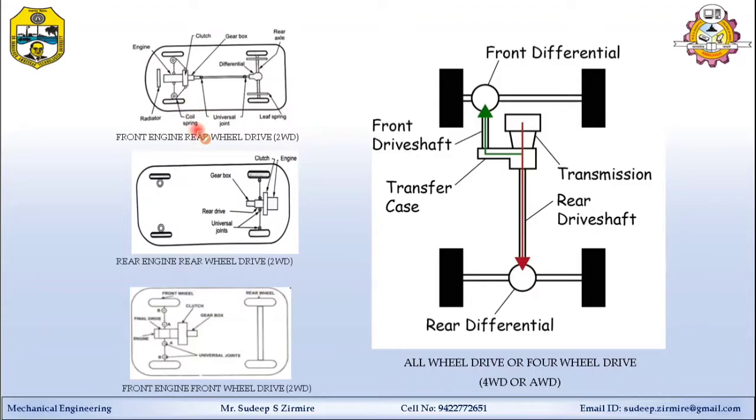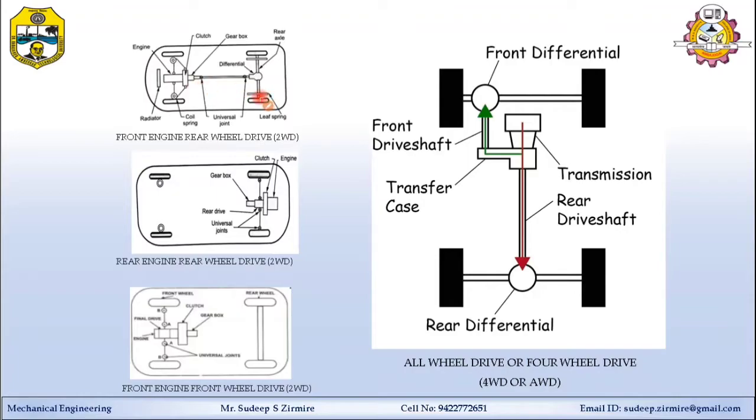Hello friends. Different types of layout have different advantages and disadvantages. First, front engine rear wheel drive. The advantage with this type of layout is that the weight is very well balanced. It is generally used for common vehicles, you can say common trucks and buses.